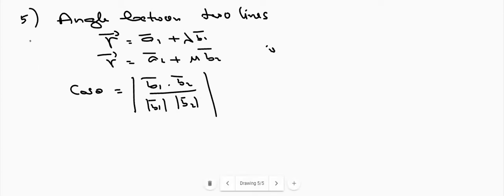If the lines are given in Cartesian form. Number 6, angle between two lines.